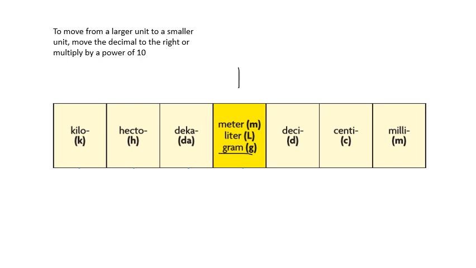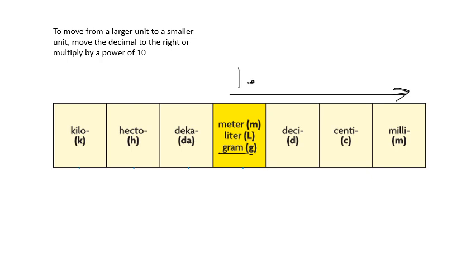And to move the decimal, we're going to have to assume that there is a decimal right there on the end. Okay? All right, so the rule says to move from a larger unit to a smaller unit, move the decimal to the right or multiply by a power of 10. So we're going to go this way. We're going to go that way. And so in order to move my decimal that way, I'm going to move it by powers of 10.